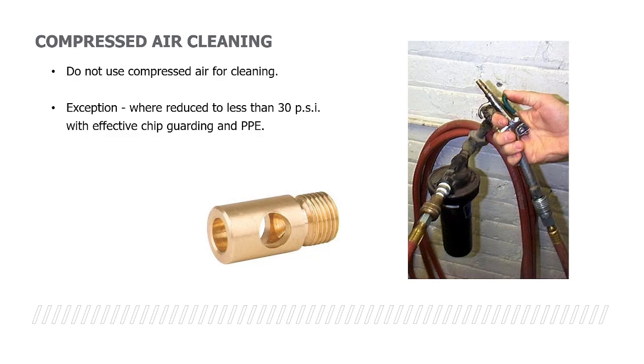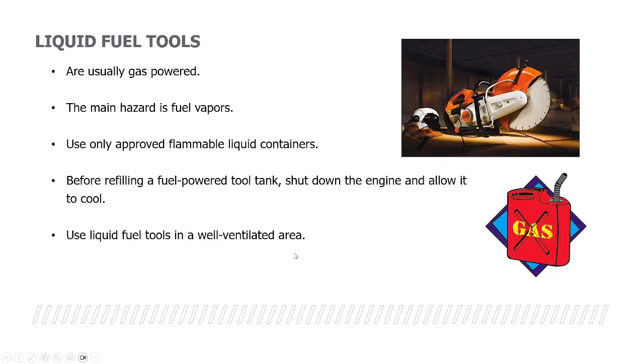There is an exception though, where it's reduced to less than 30 psi with effective chip guard. This is an example of a chip guard right here, as you can see, and once again you could use that as a means of blowing the air off of the individual if you needed to, or even yourself. So remember that about compressed air. Okay, this is actually a safety device right here, and it's called a chip guard.